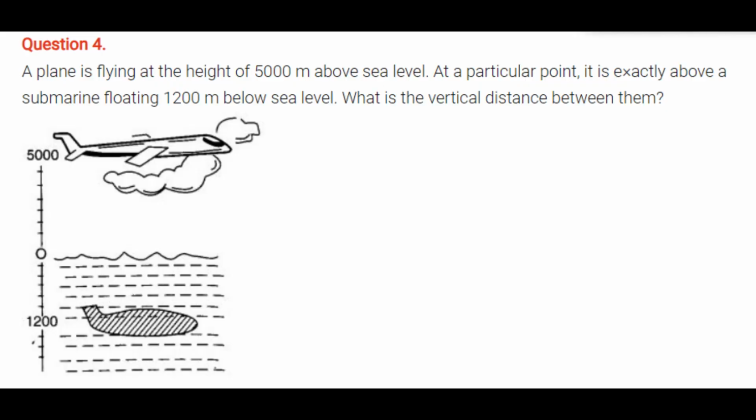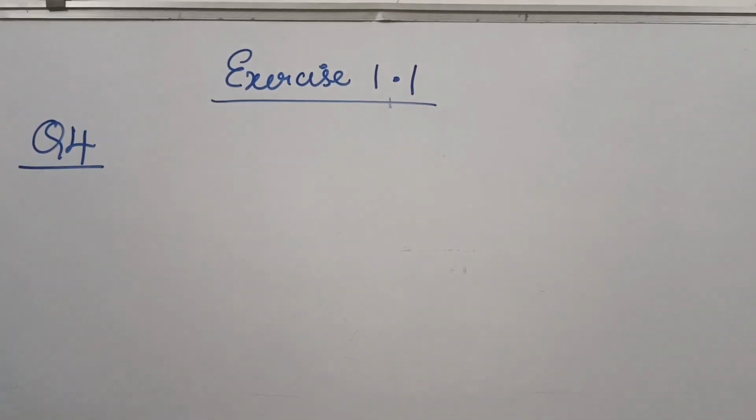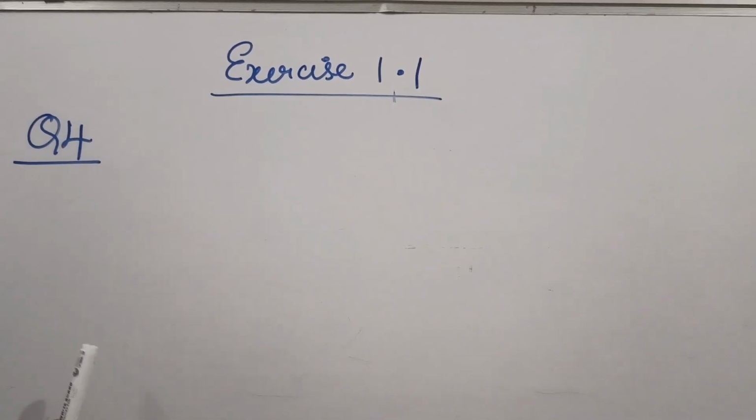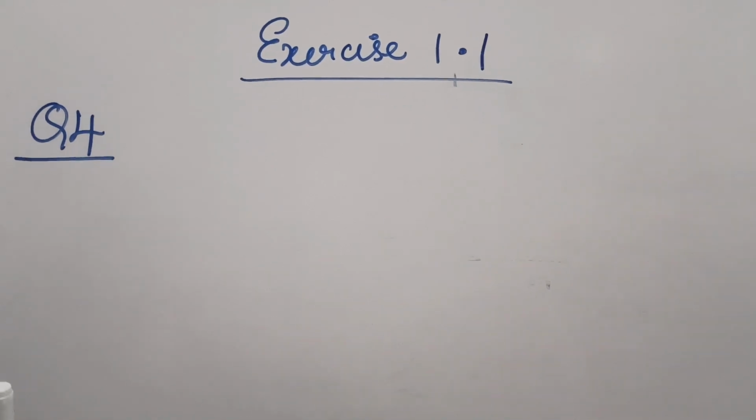Question 4. A plane is flying at the height of 5,000 meters above the sea level. At a particular point, it is exactly above a submarine floating 1,200 meters below the sea level. What is the vertical distance between them? Let's look at question number 4. As you already read, what was the question? The plane is flying at the height of 5,000 meters above the sea level.